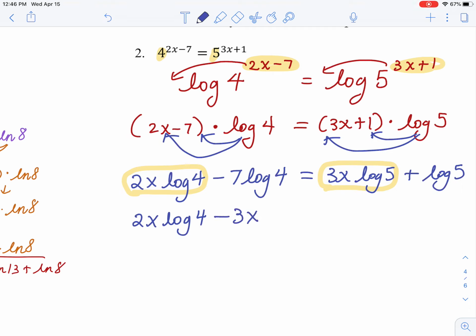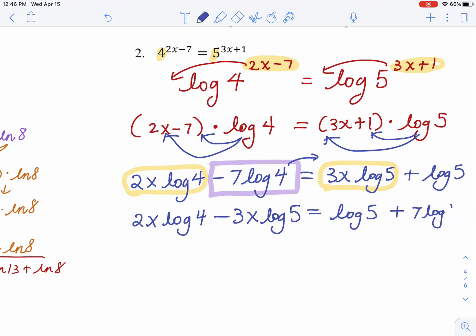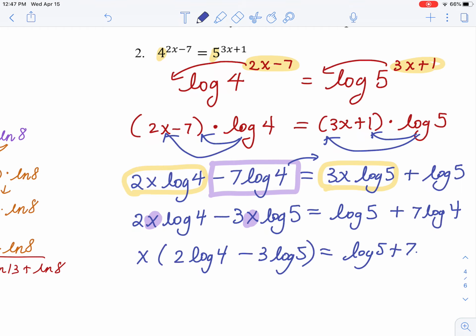I will have 2x log 4. Notice what I circled on the right side has a positive sign, so I'm moving that. So now that's going to be minus 3x log 5 equals, now I didn't say that I was going to move this, but I should move it. Why? Because it doesn't have the x to it. So I'm moving that to the other side. So the right side will turn into log 5 plus 7 log 4. Okay? All right, why did we do all that work? Because you want to factor out the x. So left side, factor out the x, and you're going to have 2 log 4 minus 3 log 5. And the right side stays the same. It's just waiting for right now.